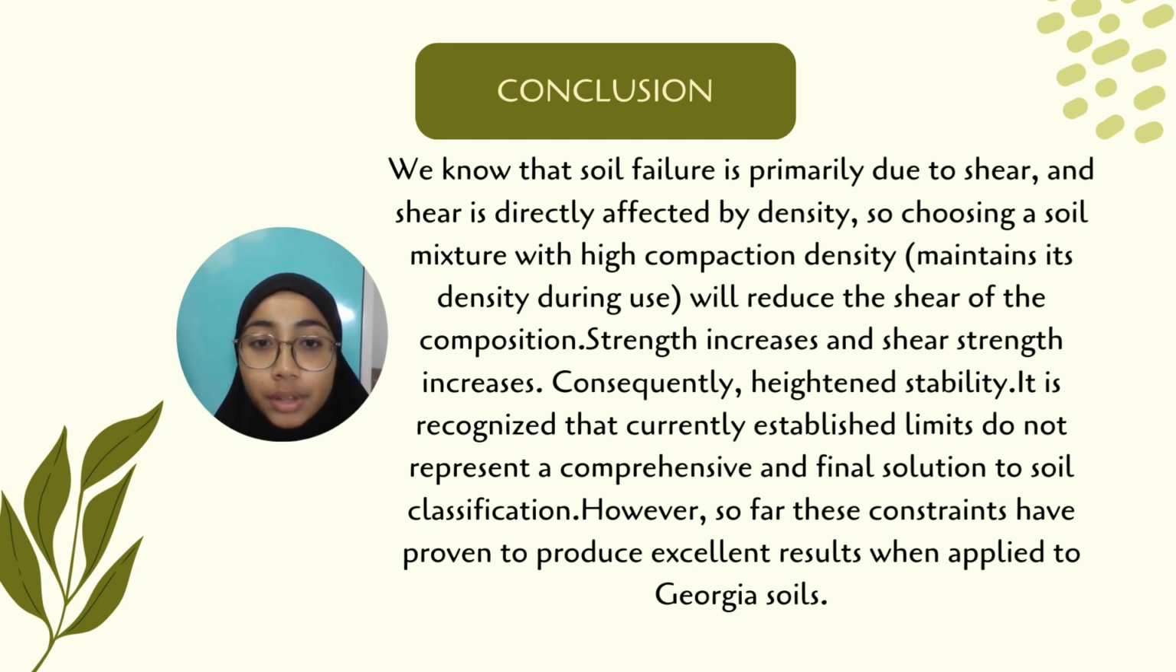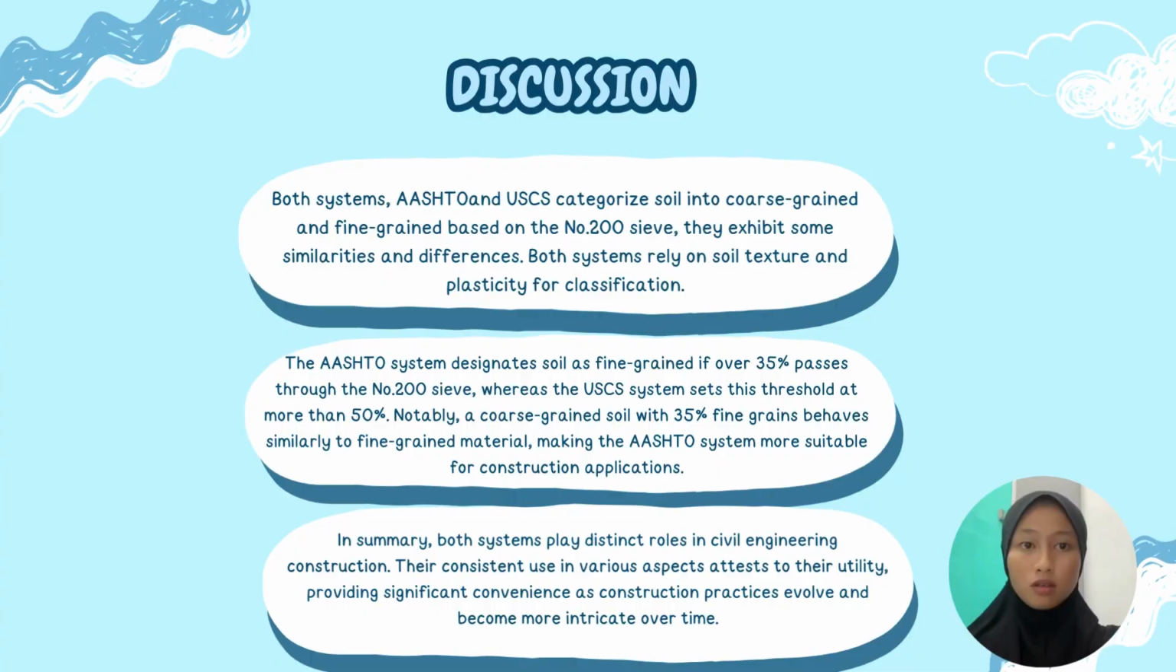The last part is the conclusions. We know that soil failure is primarily due to shear, and shear is directly affected by density. So choosing a soil mixture with high compaction density, which maintains its density during use, will reduce the shear of the composition. Strength increases and shear strength increases, consequently heightening the stability. It is recognized that currently established limits do not represent a comprehensive and final solution to soil classification. However, so far these constraints have proven to produce excellent results when applied to Georgia soils.